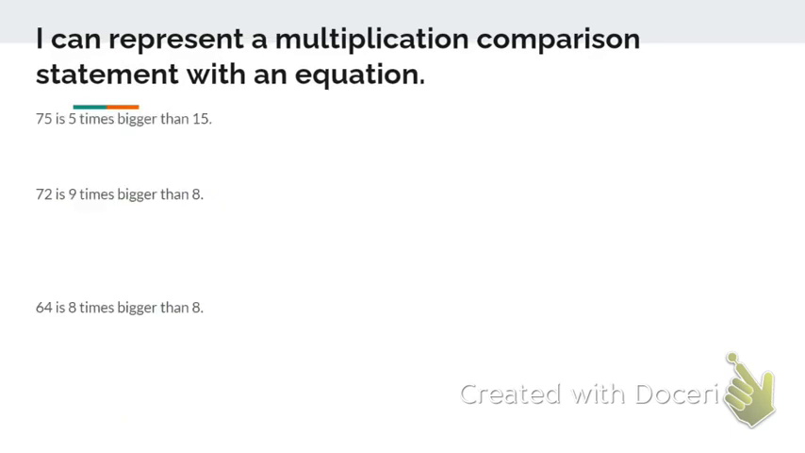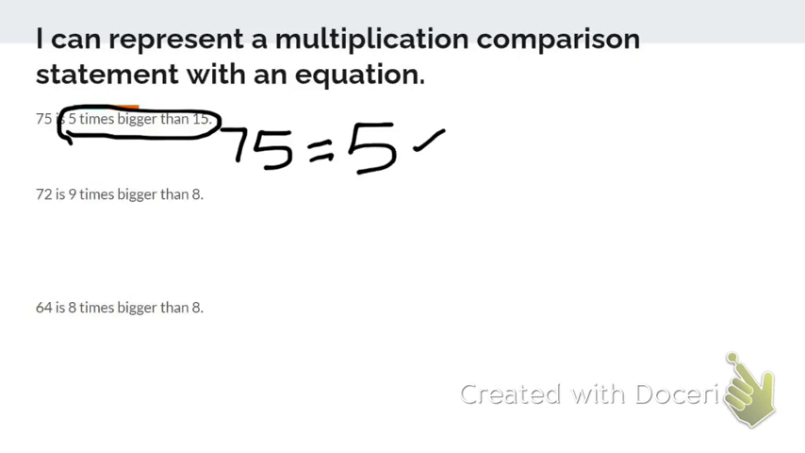Now we're going to move on. Okay, so these might get a little bit harder. So go ahead and try to figure out what the equation would be for 75 is 5 times bigger than 15. Hopefully you figured out 75 is what it's going to equal, right? And then I have a 5 and 15 with times in the middle, right? So I'm just going to write 5 times 15.